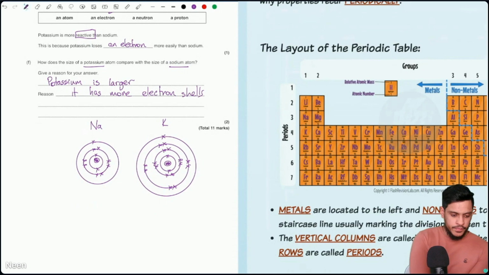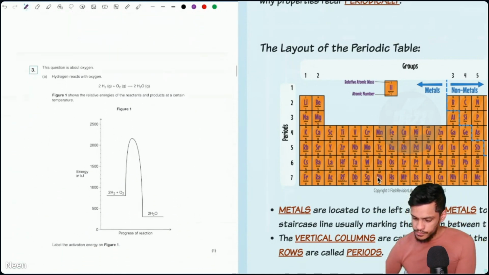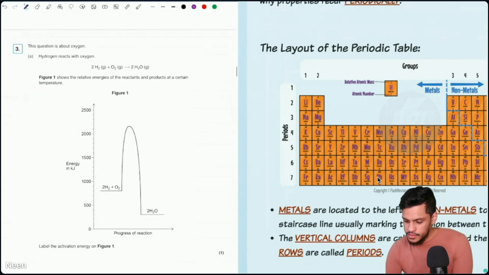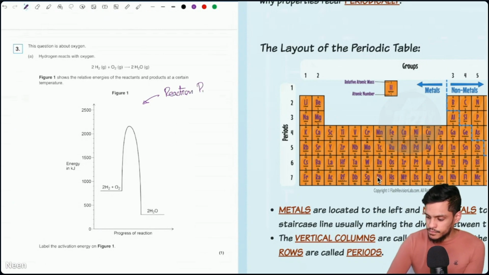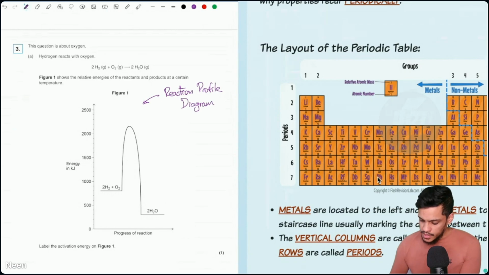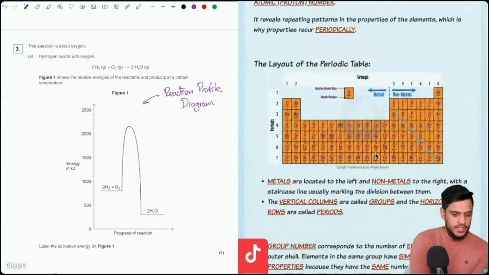Okay. Let's move on to the next question. So this question is all about energy. You can see here, this is what we call a reaction profile diagram. Label the activation energy. Where would you label the activation energy on this?